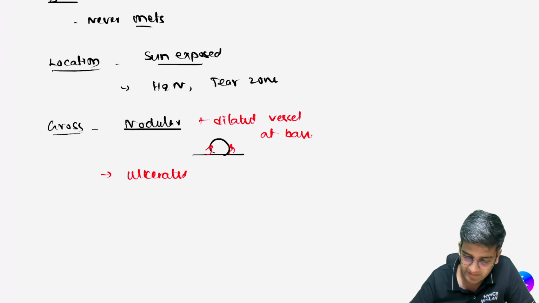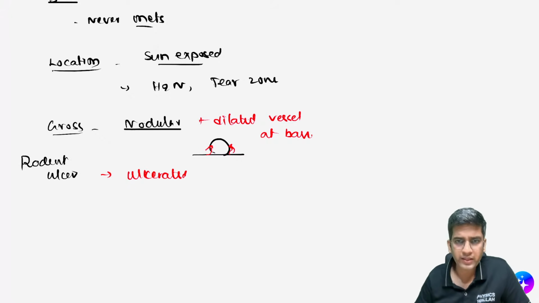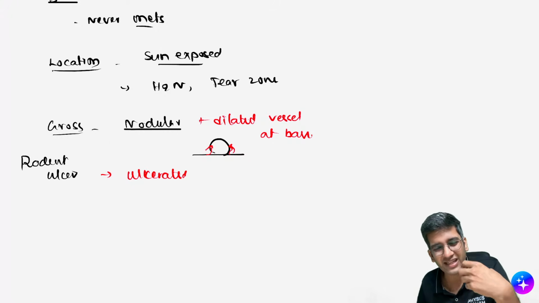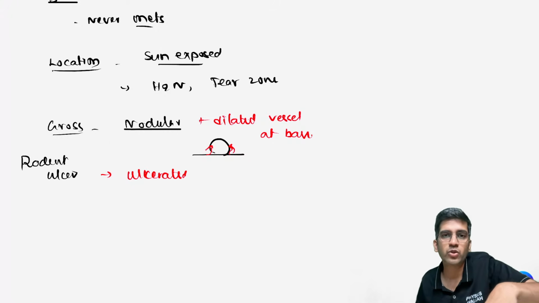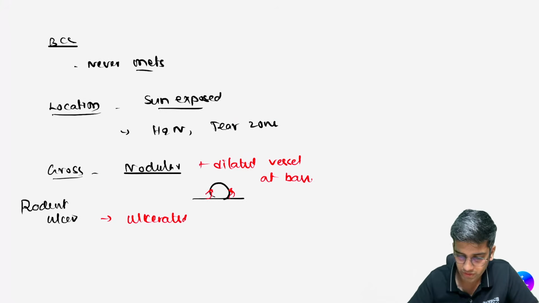There's one more name for BCC. Because of the appearance, they also call it a rodent ulcer. Okay, rodent ulcer is the other name given for BCC, because if it's untreated, it becomes extremely ulcerative and locally destructive. Looks like a rodent bite, we call it rodent ulcer. Fine. Okay. Now coming to the pathogenesis.